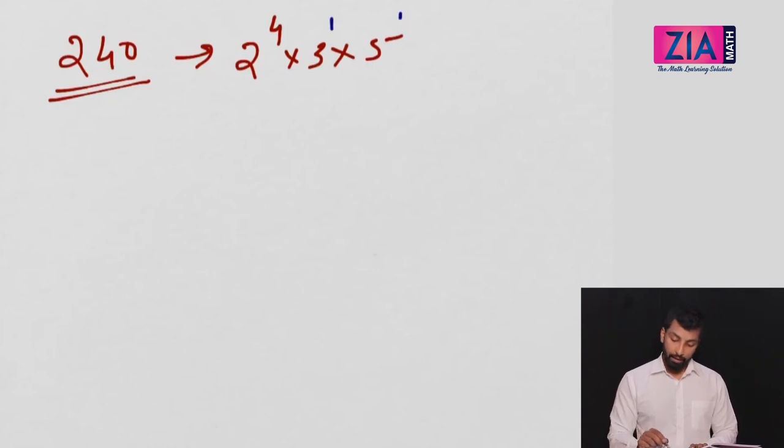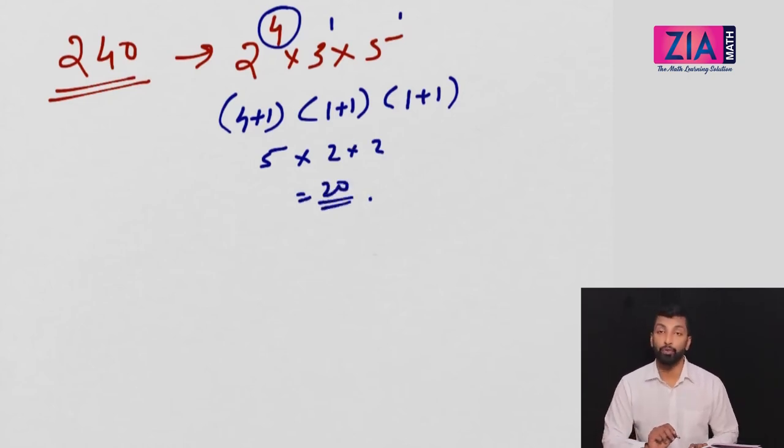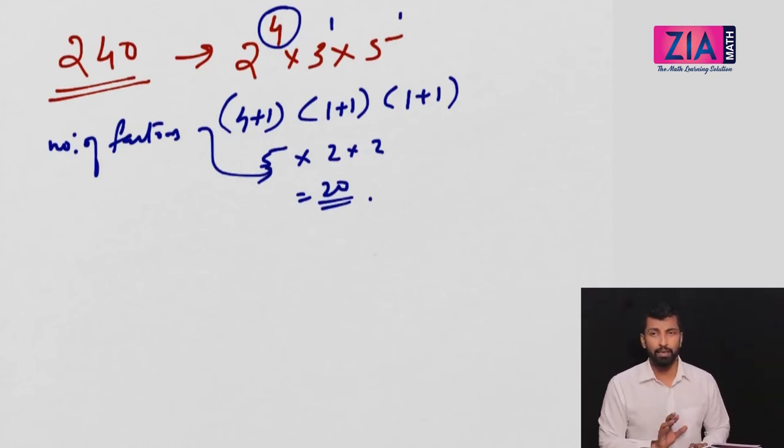Let's look at the power. So here it is 4. So 4 plus 1, 1 plus 1 and 1 plus 1. So that becomes 5 into 2 into 2, which is equal to 20. So how many factors are there for 240? 20 factors. So number of factors, you got the answer as 20. I hope this is clear, very simple.